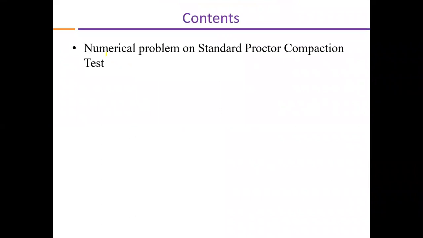Today I will discuss a numerical related with the data of standard Proctor compaction test. It will indirectly give us the significance of the standard Proctor compaction test in finding different parameters of soil like the maximum dry density, optimum moisture content, void ratio, and degree of saturation.